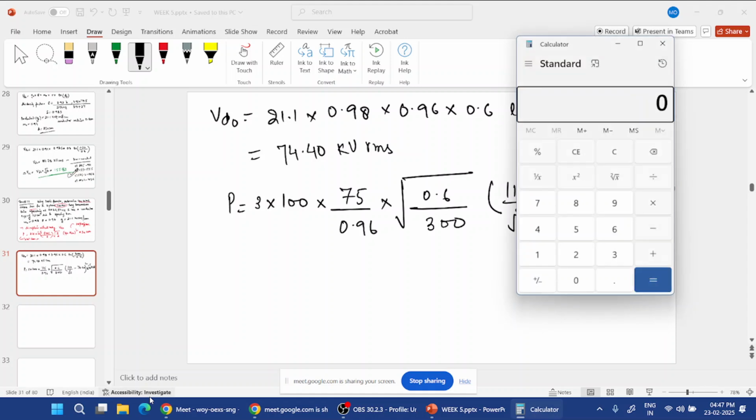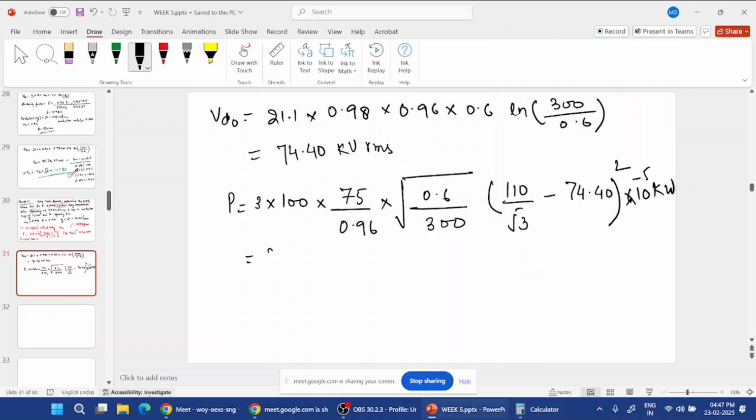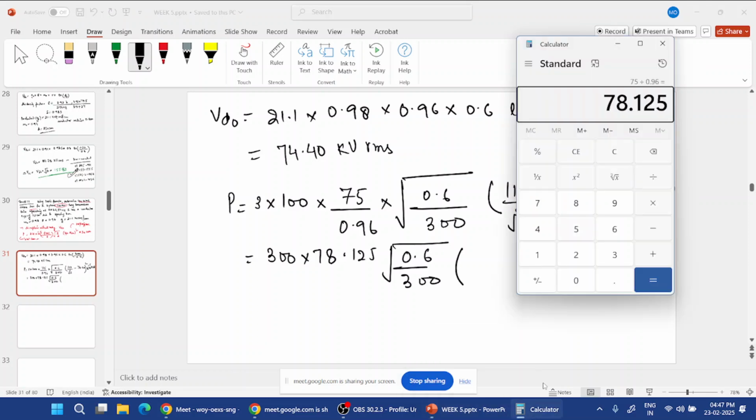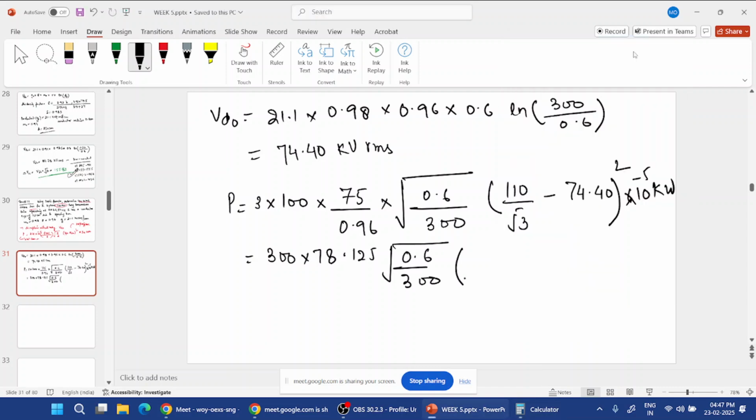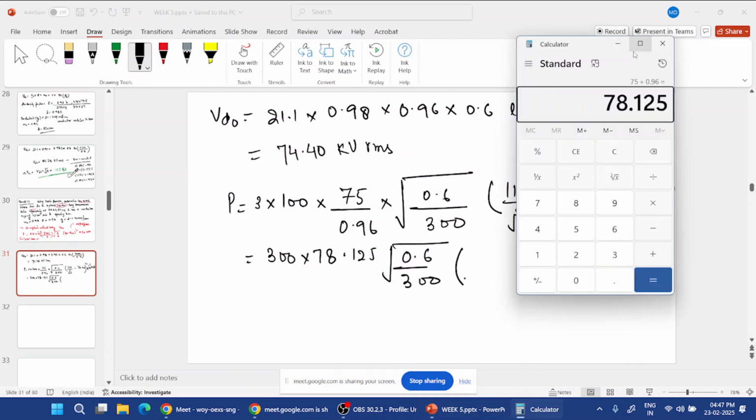So 75 divided by 0.96. How much is it? 78.125. So 300 into 78.125 under root 0.6 by 300. And what is this much? 110 by root 3. Calculate this value.